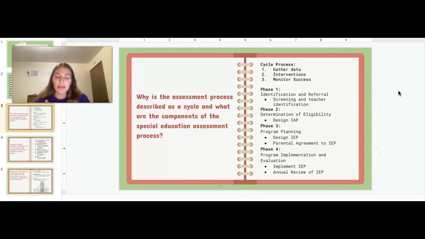So then after you get the parental agreement, then phase 4, this is when you implement the IEP goals and interventions. So implement the IEP, and then going back to the cycle process, this is when you gather information about their ability, then you place these interventions, and then you monitor their success. So during the annual review of the IEP, this is when you will show the data and information that you have collected about the student's success.